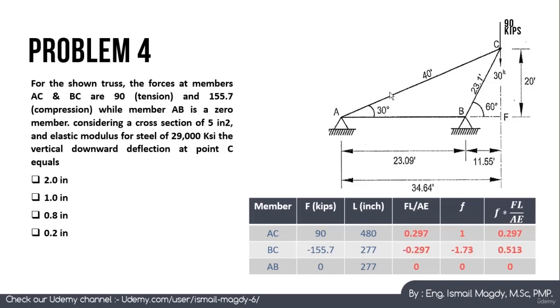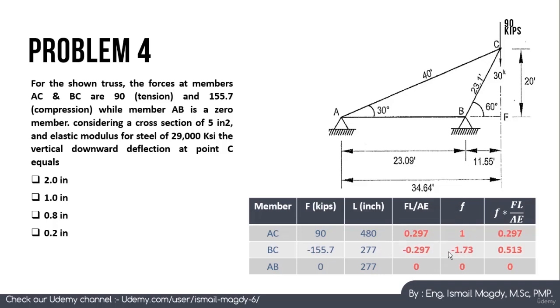We know that here there is 90 and minus 155.7. This is in the case of the 90 kips force. So when instead of 90 we use 1, we will just divide these values by 90 to get the internal forces in the case of a 1 kip force. So 90 over 90 we will get 1, and minus 155.7 over 90 we will get minus 1.73.